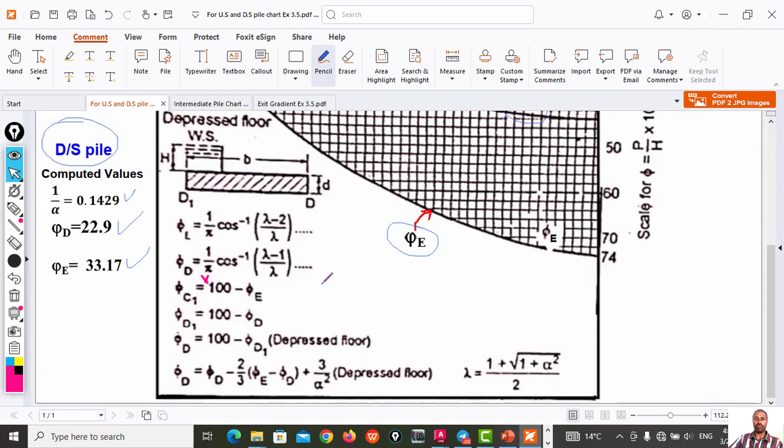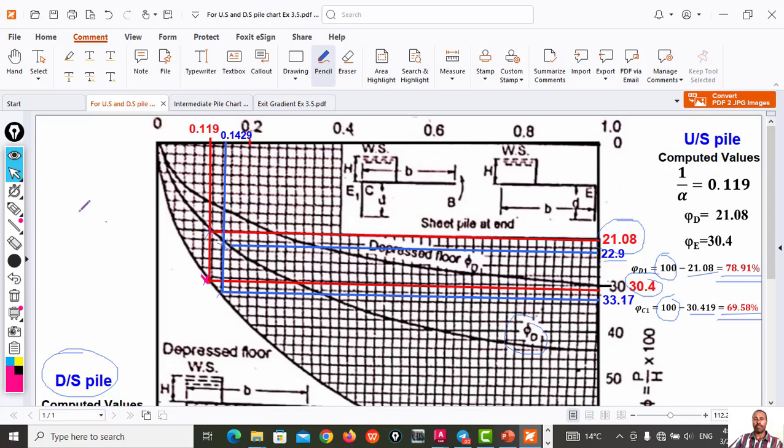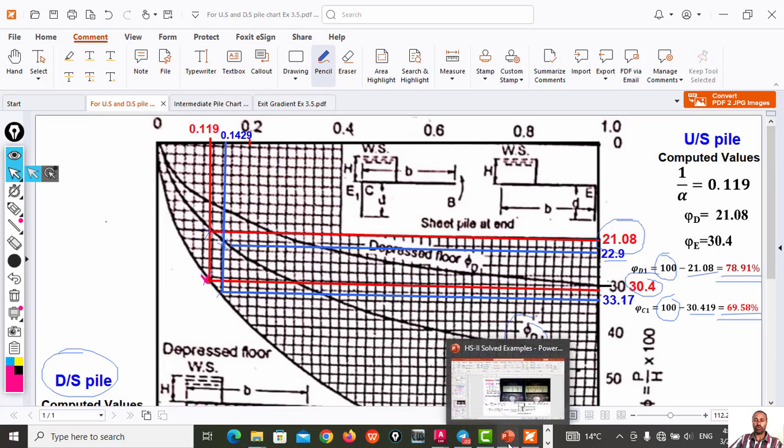So 33.17 and 22.9 for the downstream pile we will take as it is. But for upstream, you have to subtract from 100% because the seeping water is entering at 100% head, then you should just deduct this value. So that's why we are just deducting. So this is for the upstream sheet pile. You can use for upstream and downstream piles. So for the upstream pile and for the downstream pile, you have to use this one. Clear? You should use these results. Clear? So I hope this is clear for upstream and downstream piles. Then finally, we can have the corrected pressure later on.